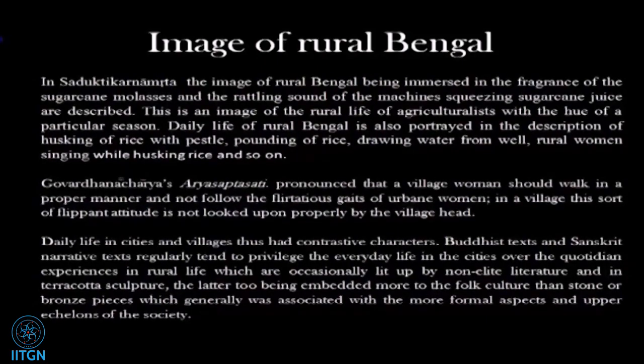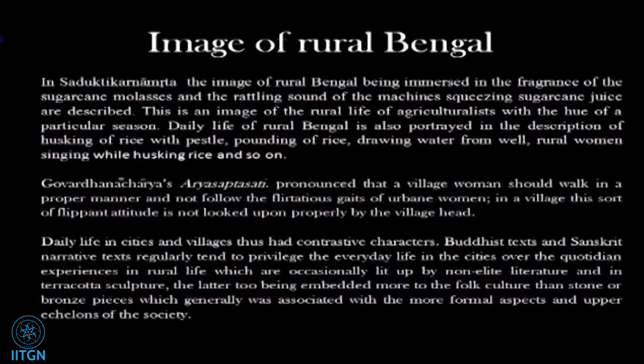Then you have very clear descriptions of husking rice, pounding of rice, drawing water from a well, all this. So what we find is that daily life in cities and villages had sometimes contrastive characters, which is quite natural. We have taken recourse to the Buddhist texts and the Sanskrit texts. If we compare the Buddhist texts with the Sanskrit texts, we find that the Buddhist text gives you more account of the urban population, because they talk more about the Kapatis, the Settis, who are a part of the urban milieu.